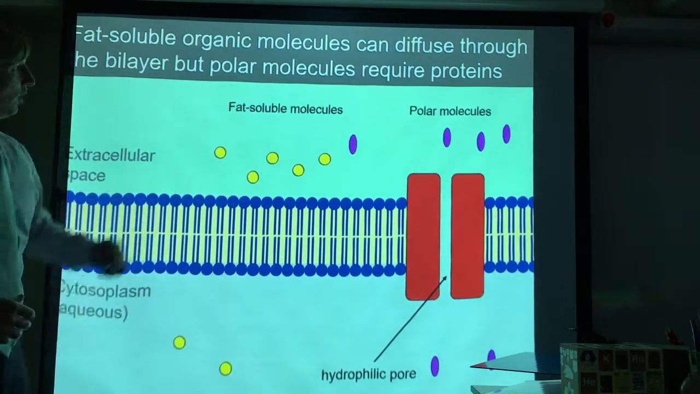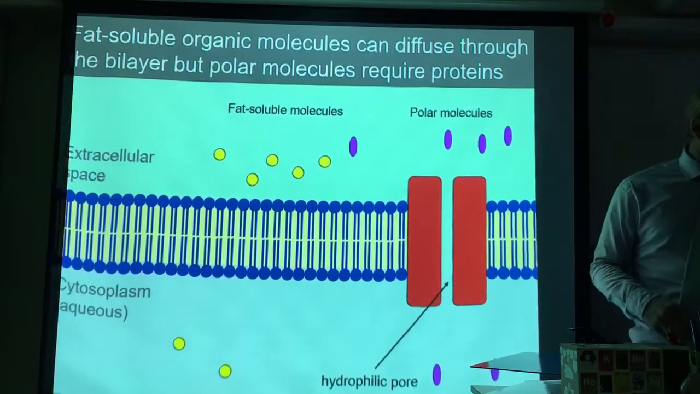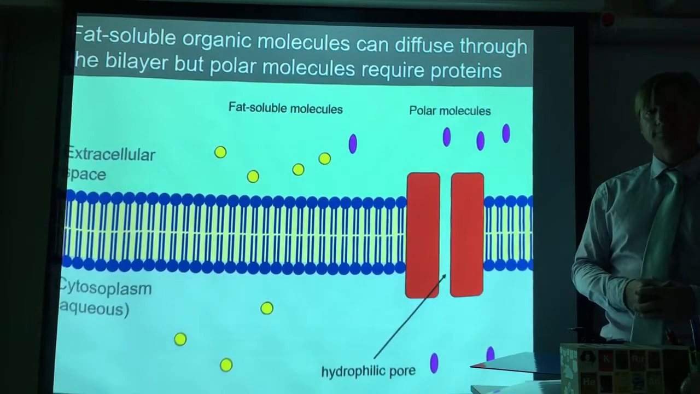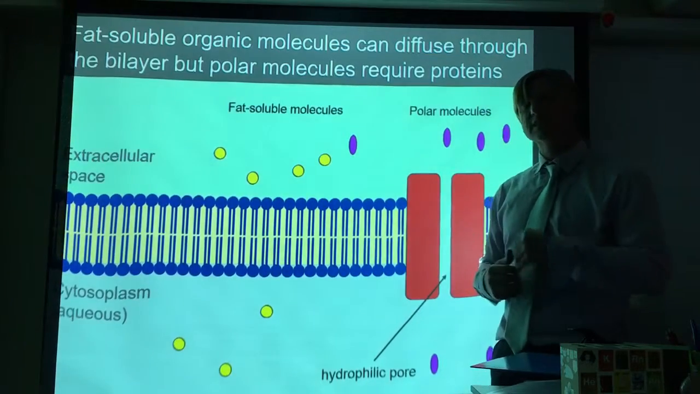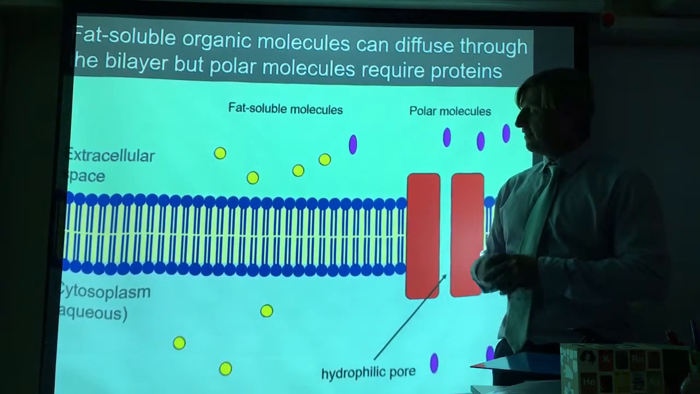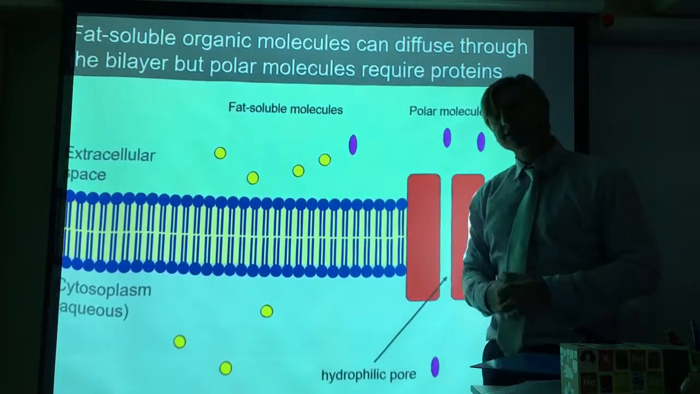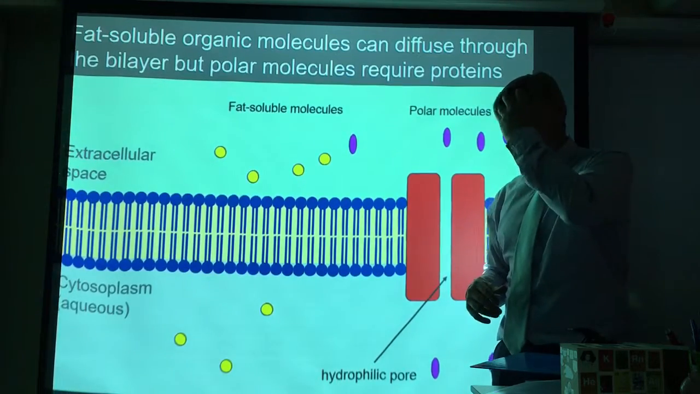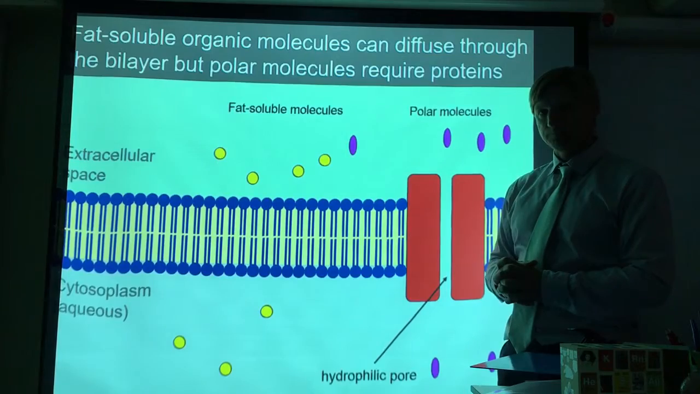And therefore, fat-soluble molecules, or non-polar molecules as we call them, can pass straight through the plasma membrane. This is really important. So if there was a hormone, for example, that was a steroid hormone, and therefore was soluble in the lipid bilayer, it can actually go straight into the cell and affect gene expression, or the metabolism of the cell, without having to interact with any of the proteins.